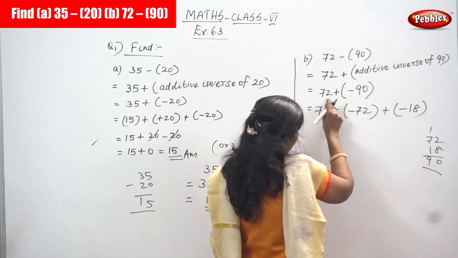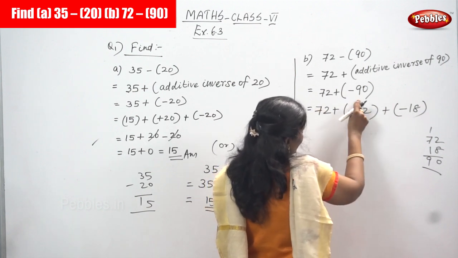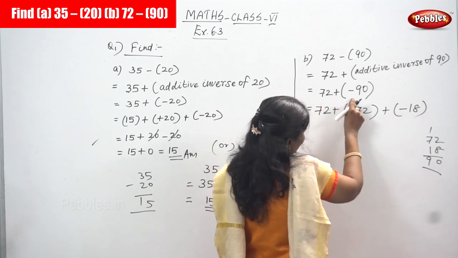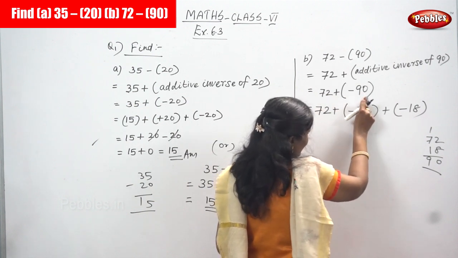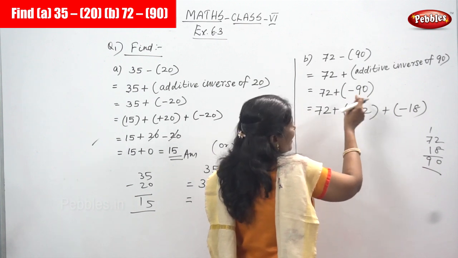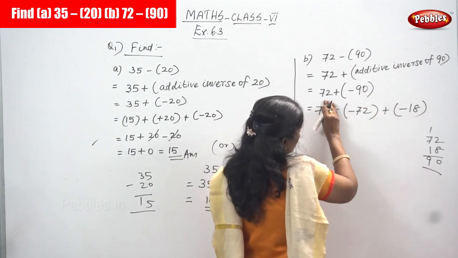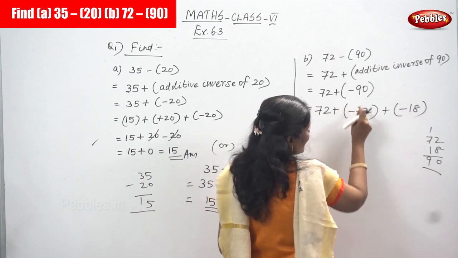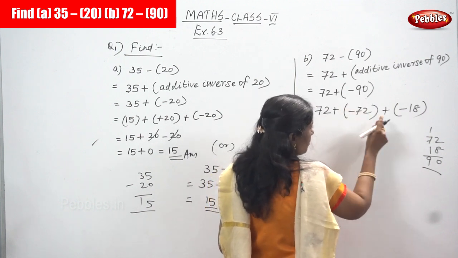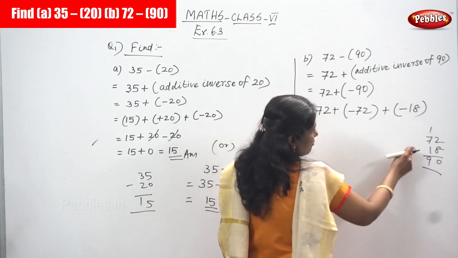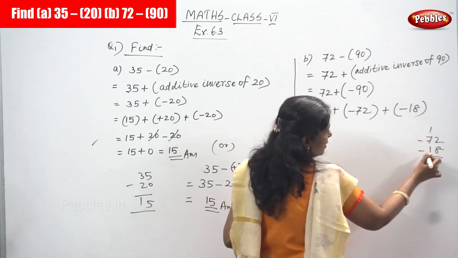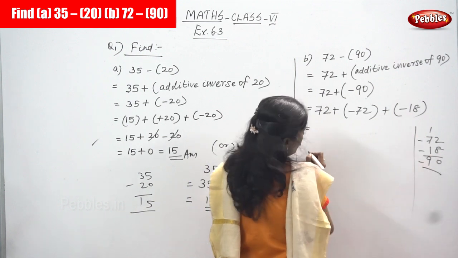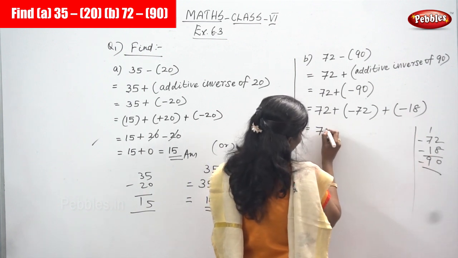Then after that, 72 plus, I have taken the first integer, the positive integer 72, plus the second value, minus 90. So minus 90 I am going to split according to the first positive integer, that is 72. So minus 90 I split as minus 72 plus minus 18. So if you add 72 and 18 you get 90. Okay, then after that, 72 I write as it is.